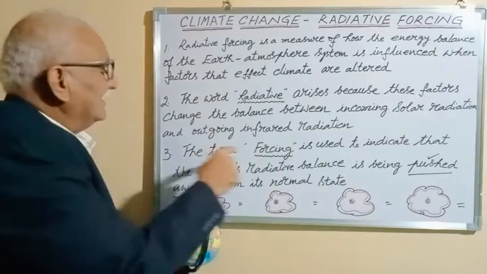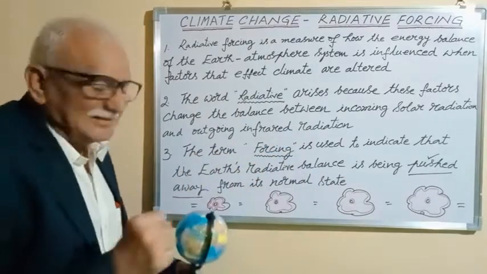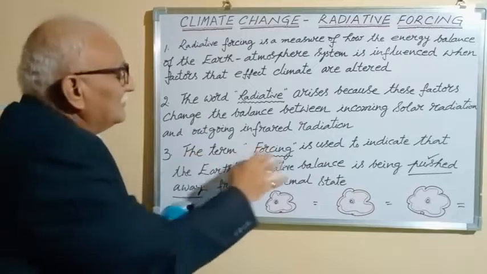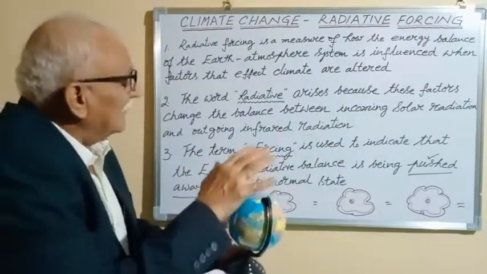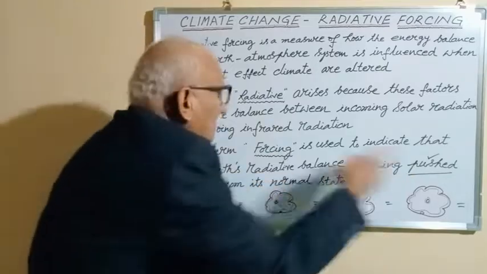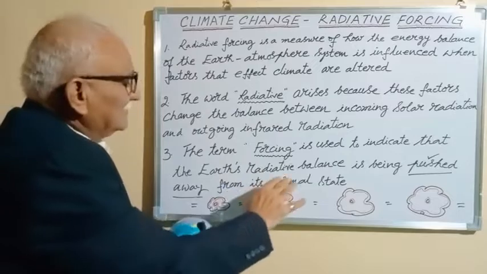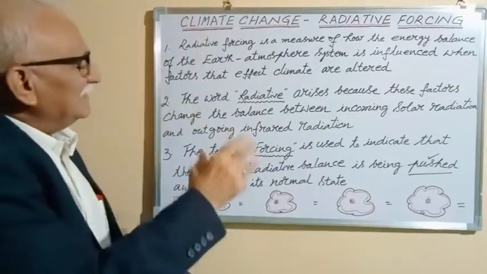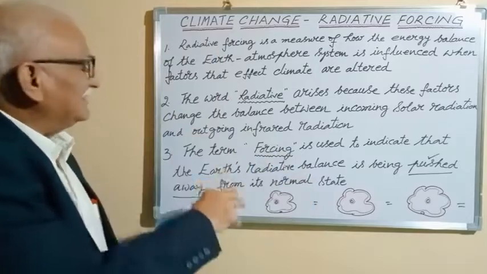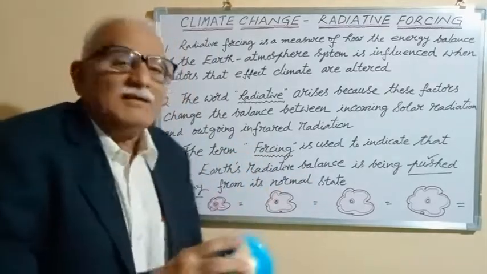Now, second thing, what is the meaning of forcing? Very, very simple, like a dictionary meaning itself. The term forcing is used to indicate that the Earth's radiative balance is being pushed away. That is, forcing means pushed away from its normal state. So, the term forcing is used to indicate that Earth's radiative balance is being pushed away from its normal state.